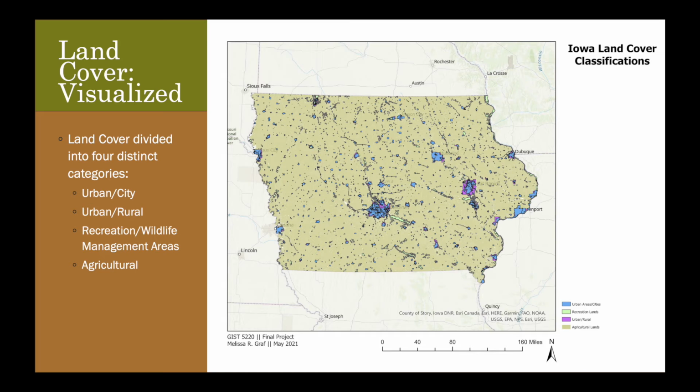This map makes it easier to see just how much of Iowa is dedicated towards agriculture. The brown/tan areas on the map are all farm fields. Most of the state is completely overtaken by agriculture, with a few cities and rural areas, and only a tiny amount of land set aside for wildlife management.